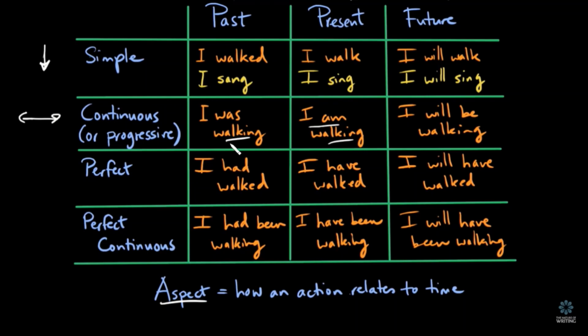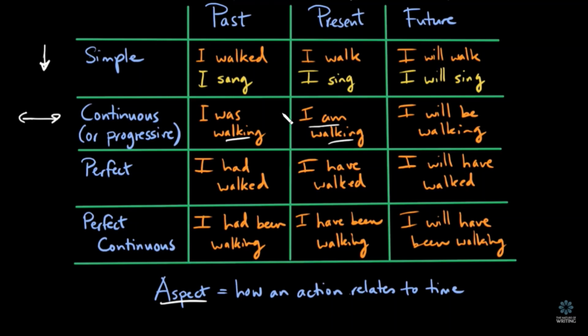Notice that the past tense here, the past continuous, in some languages is referred to as the imperfect. If you learn French, for instance, the past version would be called the imperfect. That's the similarity you can look for.